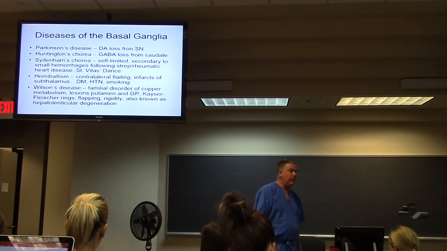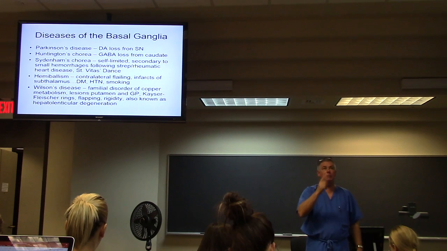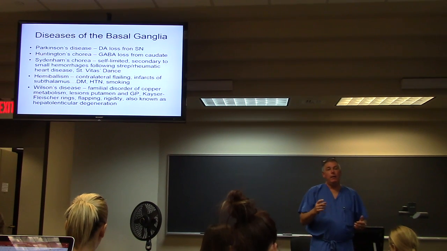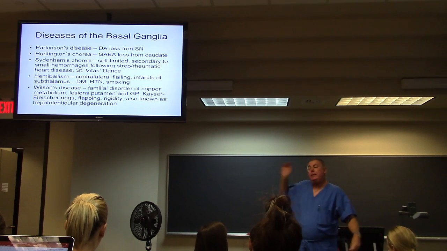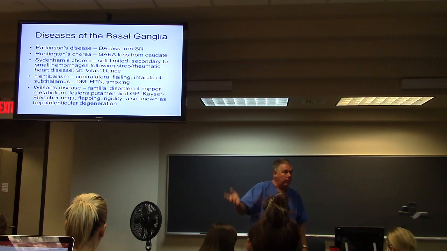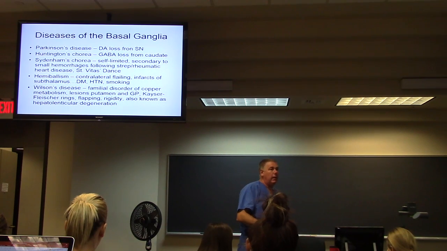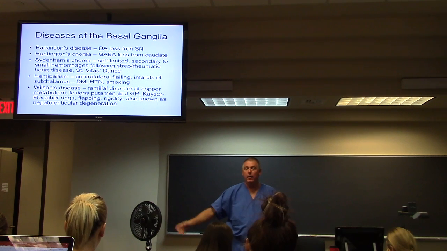Hemiballism is a similar thing. It's a lesion, small strokes in the subthalamic area, and it produces wild flailing type movements, one side and contralateral to the lesion. These also are self-limiting. They will usually go away over time.